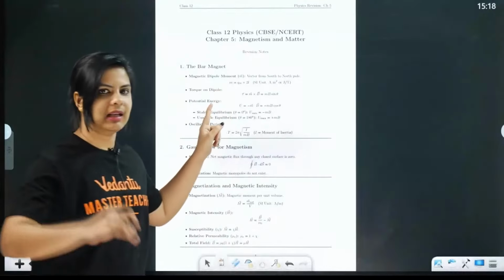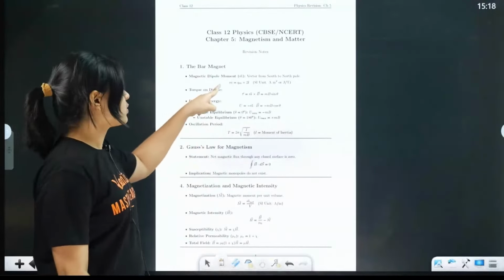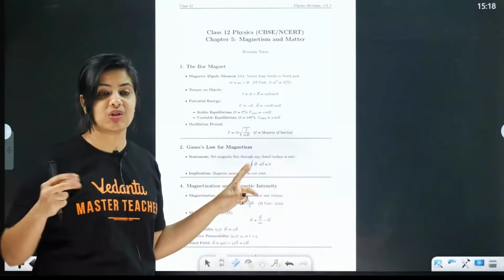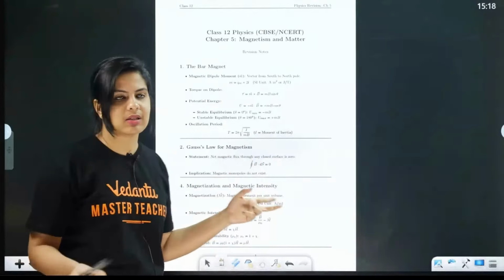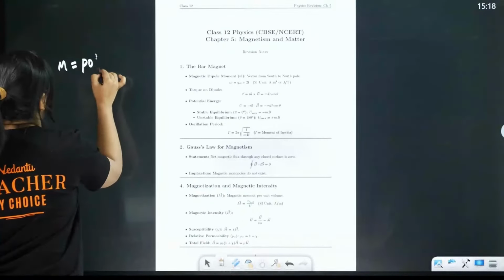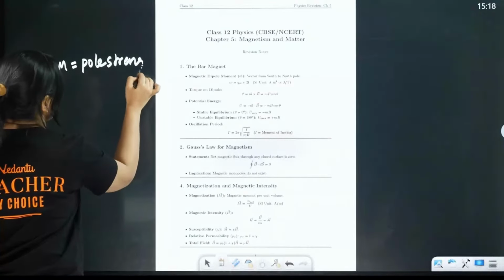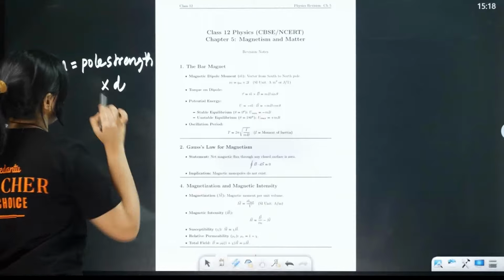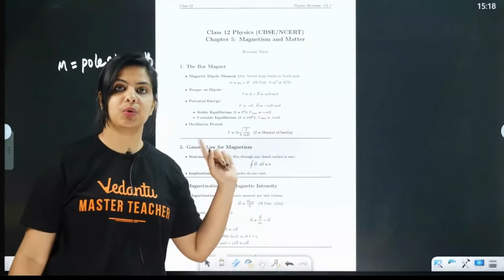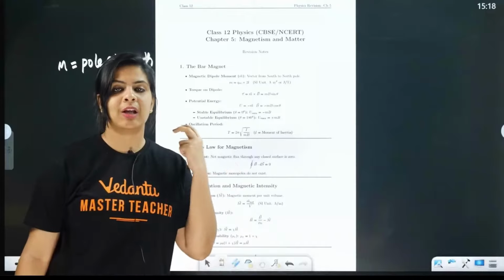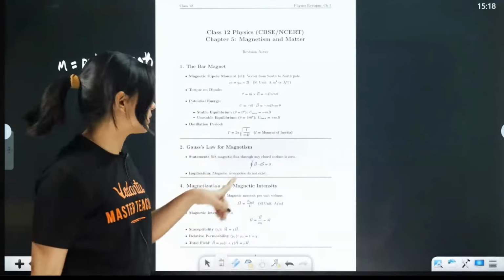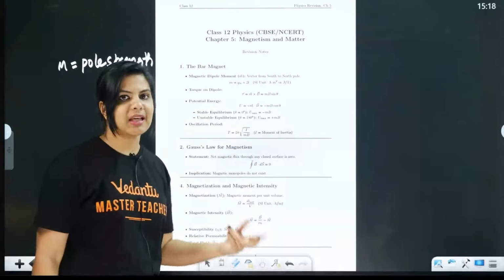So there it was an electric dipole, here a magnetic dipole. Here we can say, instead of charge, it is the pole strength. So the magnetic moment is nothing but the pole strength into the distance of separation. Again, here also you might have studied 2d, where d is the distance from the center to one pole.